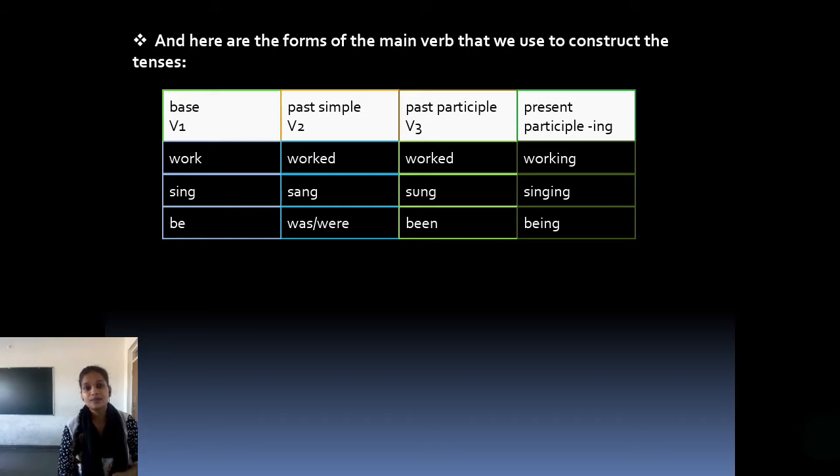Okay, following are some examples of the main verb that we use to construct the tenses. The base verb, first form: walk, sing, be. Then the past simple verb, second form: walked, sang, was, were, etc. Then past participle verbs, third form: worked, sung, been. Then present participles: walking, singing, being, meaning verb first form plus ing. We will learn more about past participle and present participles in later chapters.